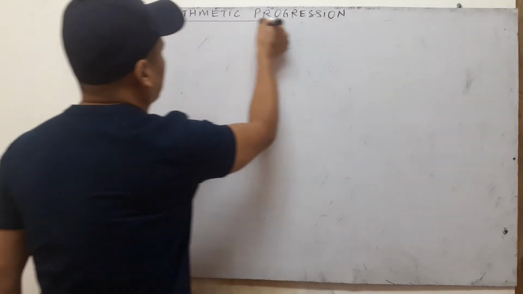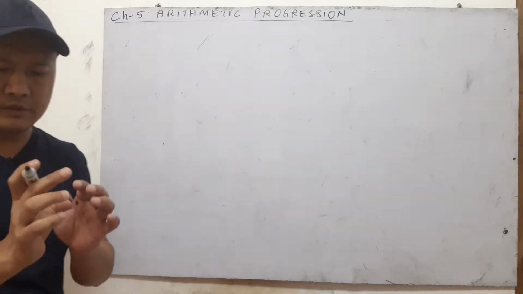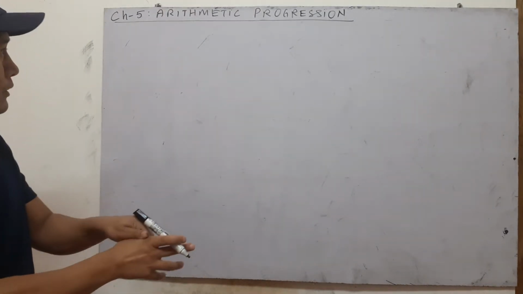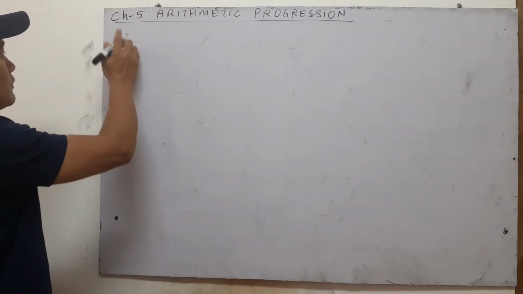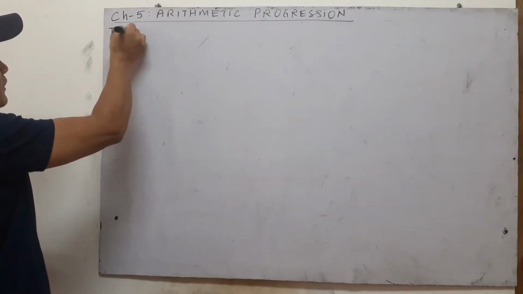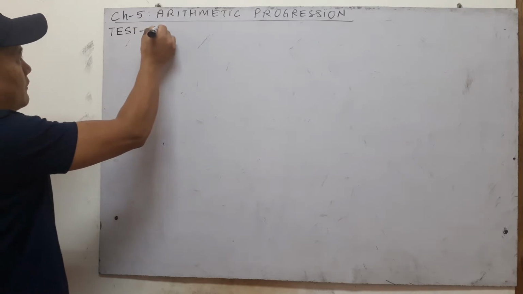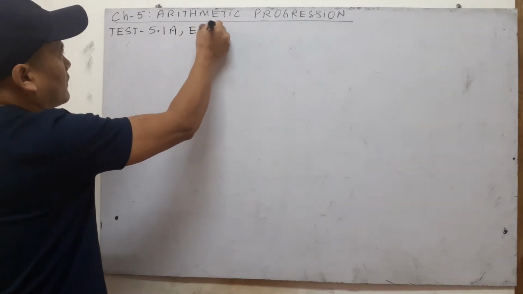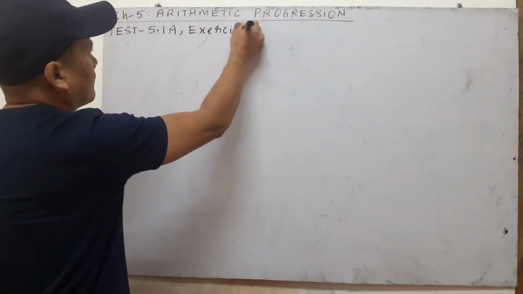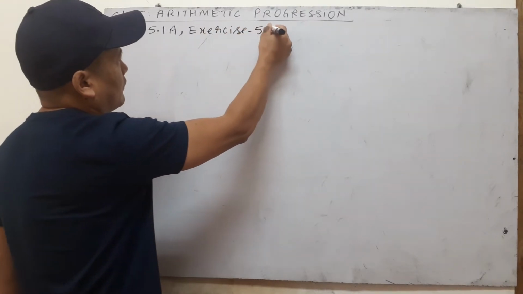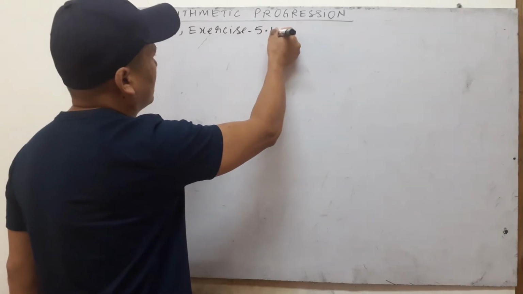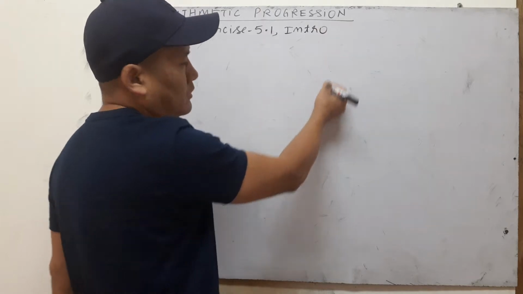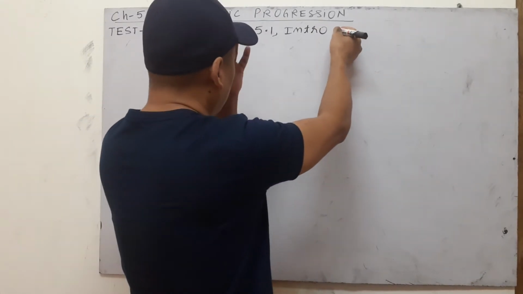Arithmetic progression. That is the heading of the chapter, and we'll start the first test under this chapter, that is following your exercise 5.1. Under this, the first one, 5.1A, under your exercise 5.1, will cover your introduction. I'm writing in short.